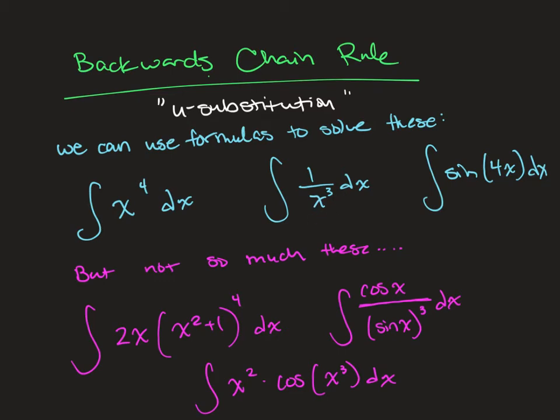I have a formula. I'd have to rewrite this one as x to the negative 3, but I could do that. I even have a formula for when it's like sine of 4x. But I do not have a formula for any of these pink ones. But we're going to be able to solve all of these pink ones. We won't be able to solve everything, but we're going to be able to solve these pink ones.